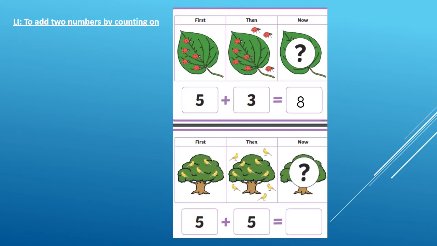So for the second one, first we have 5 birds. Then 1, 2, 3, 4, 5 birds come along. How many have we got now? You can either add them all up or you can count on. So let's see if we try our counting on. We put 5 in our head and then we add 5. 6, 7, 8, 9, 10.